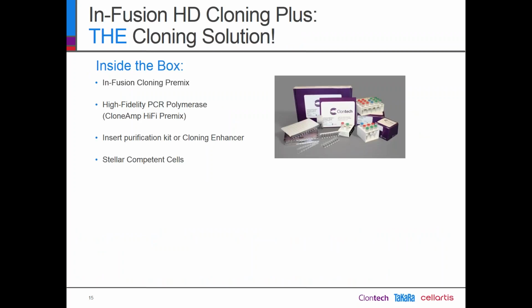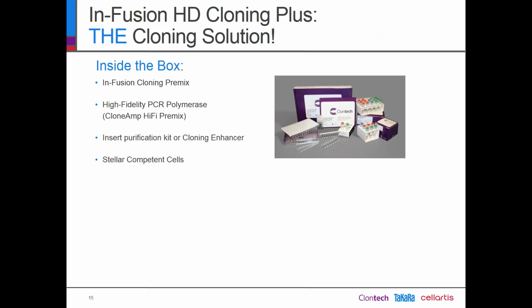Also, just want to mention that in the box you actually not only get the cloning enzyme, but we also include a PCR polymerase because we have just realized how important it is to have a good polymerase for this high fidelity cloning. There's also an insert purification kit or cloning enhancer. So there are 2 versions depending on the nature of your PCR product. If it's a mixture of different bands, it's better to use the purification kit. If you have already a very clean PCR of your insert, you can actually just use the cloning enhancer, which is a simple treatment of the insert.